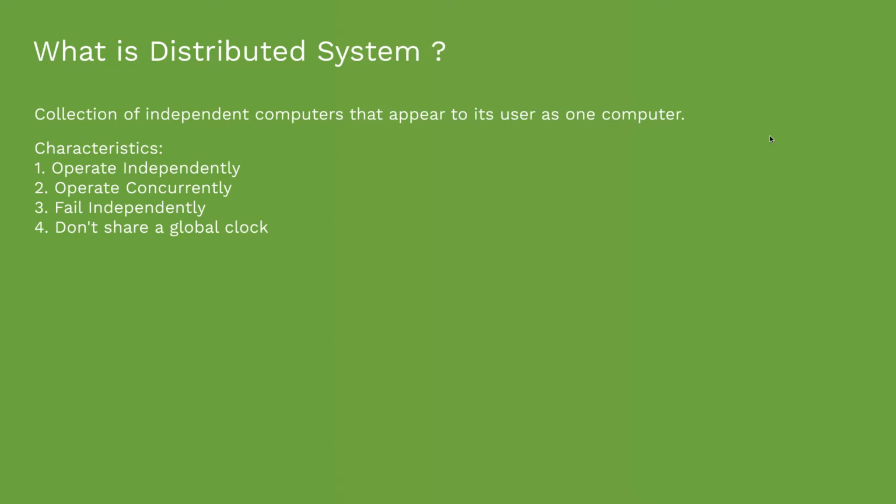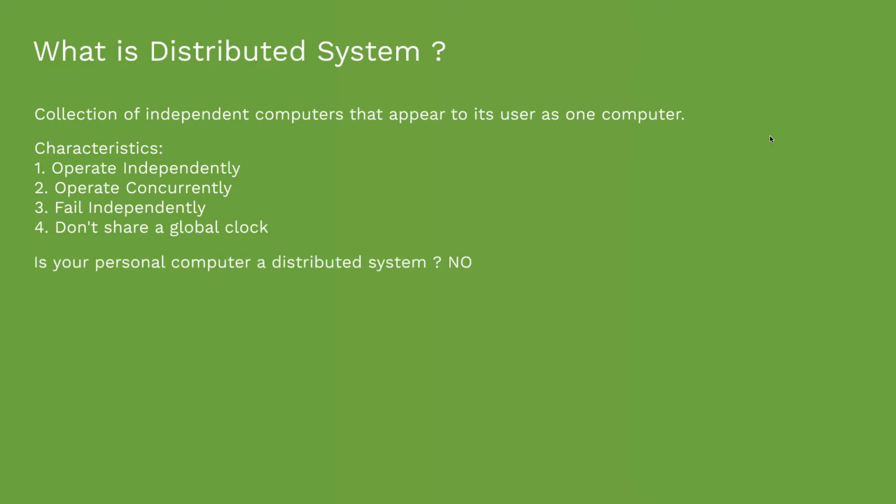Also, they don't share a global clock. Assume one machine is deployed in the America region, one is deployed in the India region, and one in some other region. In that case, the time each machine has will be specific to that particular region. There are a couple of strategies for how we solve these problems, which I'll discuss later in the course.